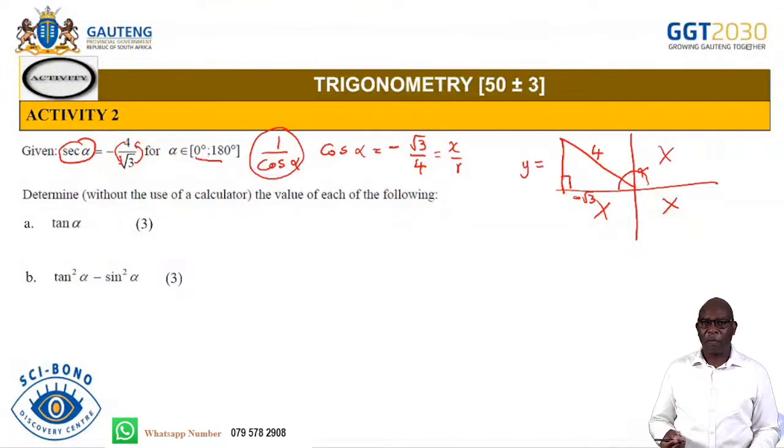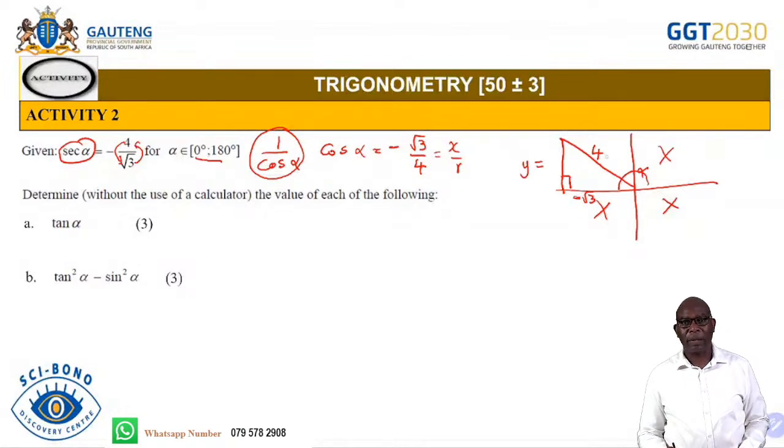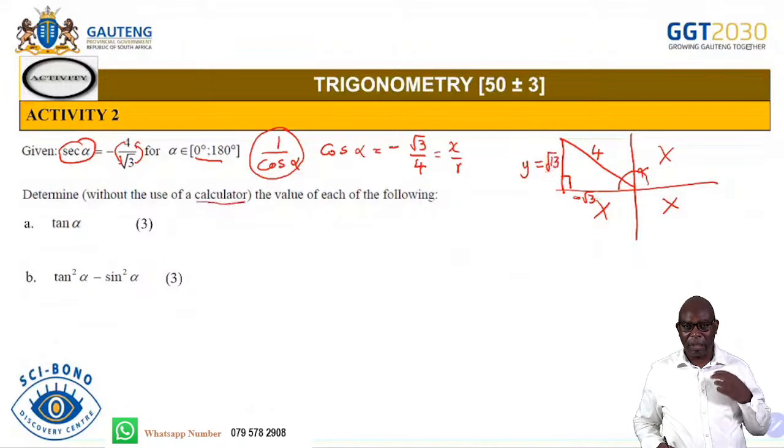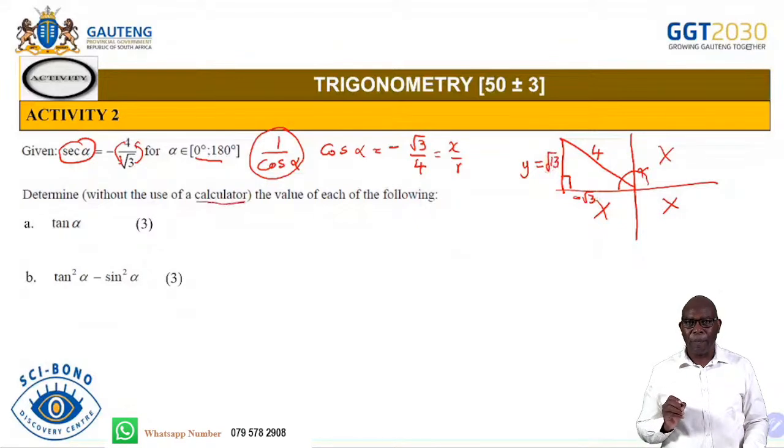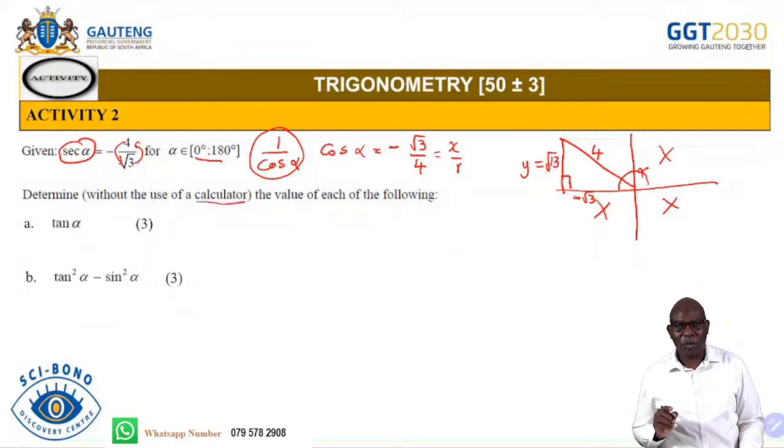So if I use the theorem of Pythagoras, it will be 4 squared minus the square root of 3 squared. So it will be 16 minus 3, which is 13, and the square root of 13 will be my y. They said without use of a calculator, so I cannot write the square root of 13 as 3 comma something. So I need to write it as the square root of 13. Because if I use the calculator, they will see I'll have written 2,6 or 2, something.